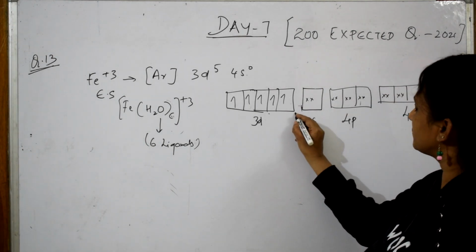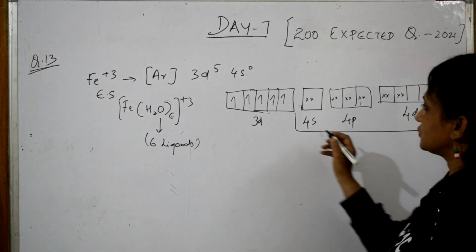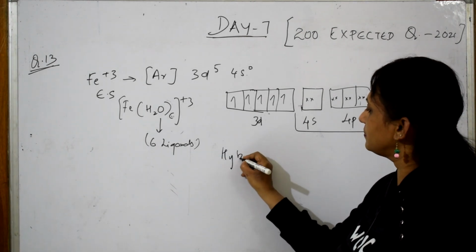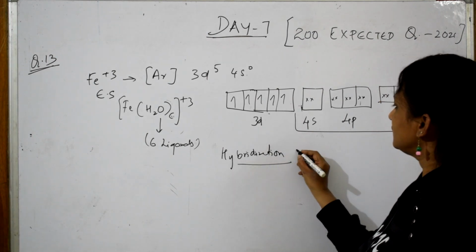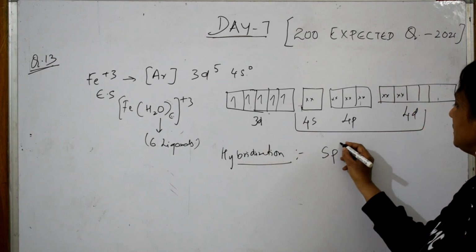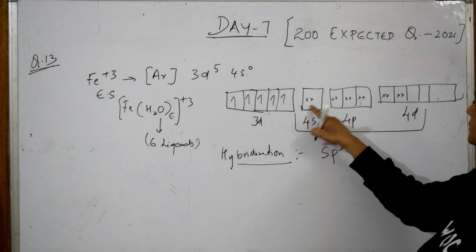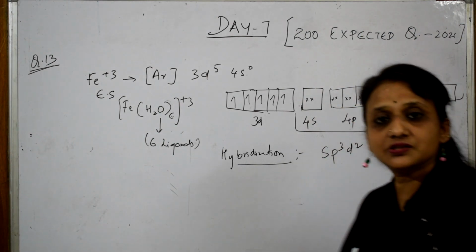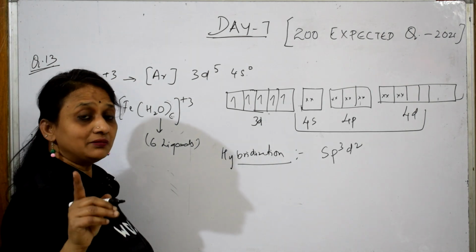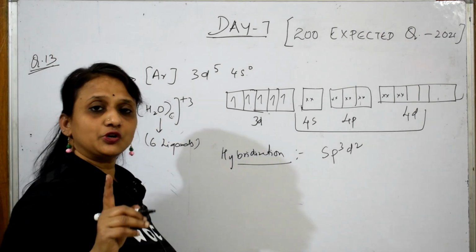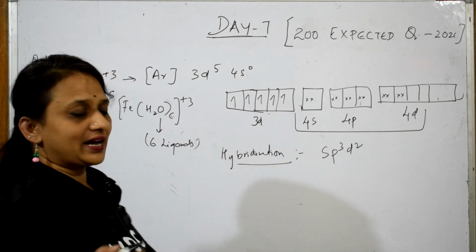Check here. What is the hybridization? This is the hybridization. So I am writing hybridization here. Hybridization observed is what? sp3d2. sp3d2. Understood, students? Okay. Now, what is the next one they asked? Spin magnetic moment. You have to calculate in Bohr magnetons.